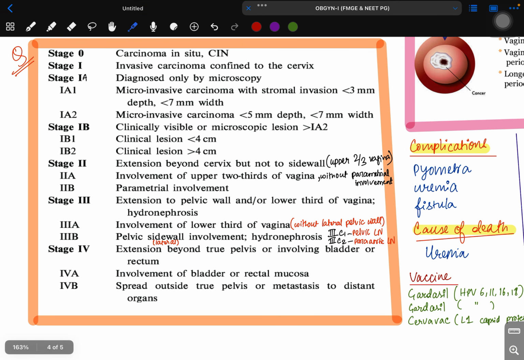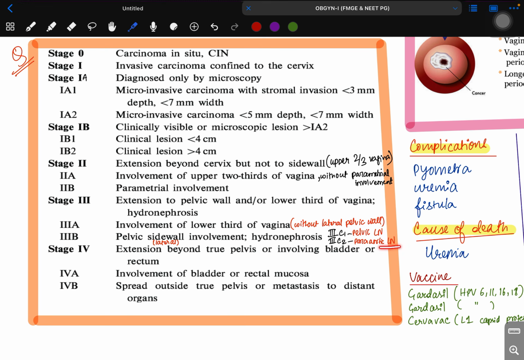Stage 3 is extension to the pelvic wall or to the lower third of the vagina, and there will be hydronephrosis also. Stage 3A, there is involvement of the lower third of the vagina without the lateral pelvic walls. Stage 3B, now the lateral pelvic wall is also involved. Also there is hydronephrosis. Stage 3C1, there will be spread to the pelvic lymph nodes.